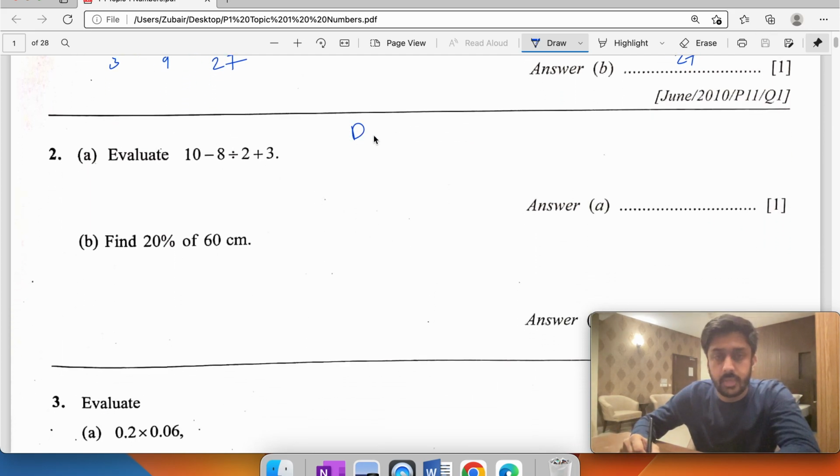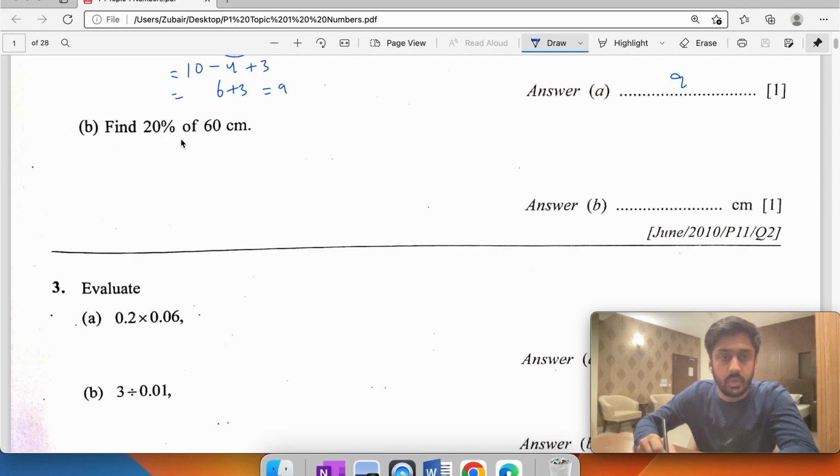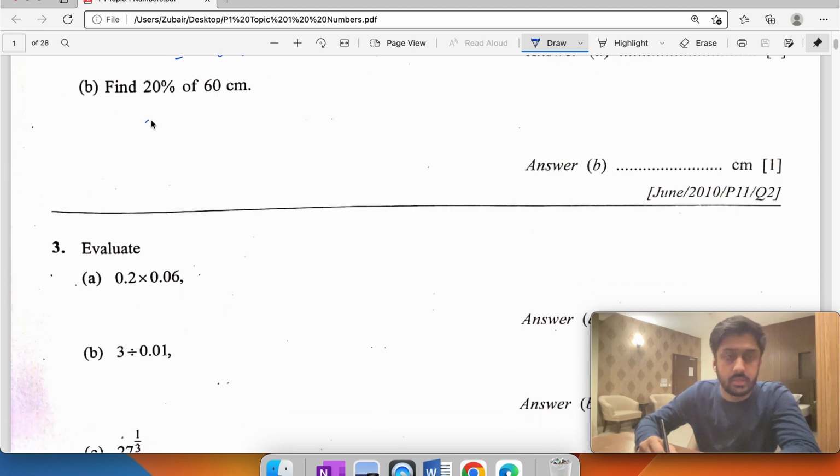Evaluate the mass rule. So 10 minus 8 divided by 2 first is 4, plus 3. So 6 plus 3 is 9. 20% of 60. So 20% of 60. Get rid of these zeros. 2 6 times is 12.